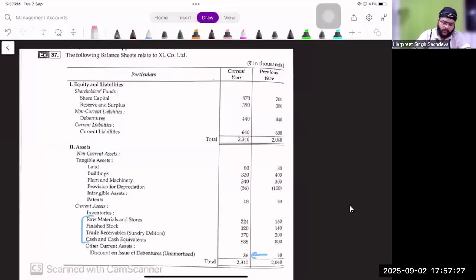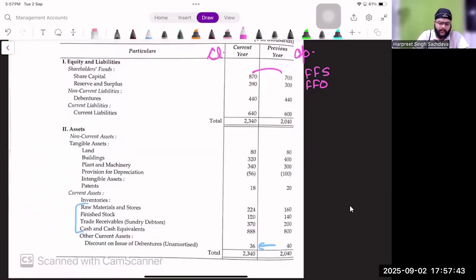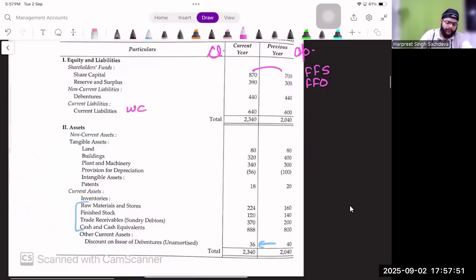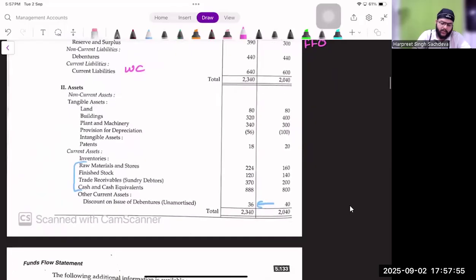So we are having opening values in this column and closing values in the first column. Share capital will normally go to FFS. Reserve surplus will normally go to FFO. Debentures normally it's given same. We'll check if any adjustment is there. Current liabilities will go to the working capital statement. Tangible assets: land, building, plant and machinery.